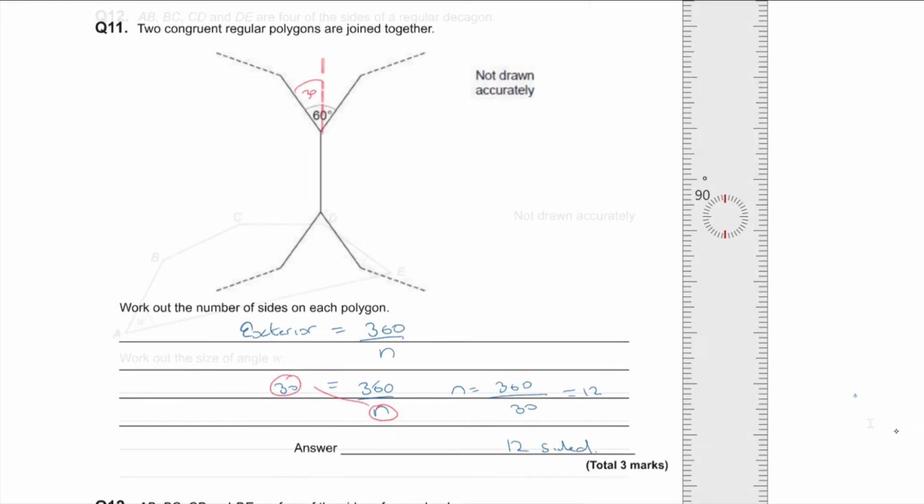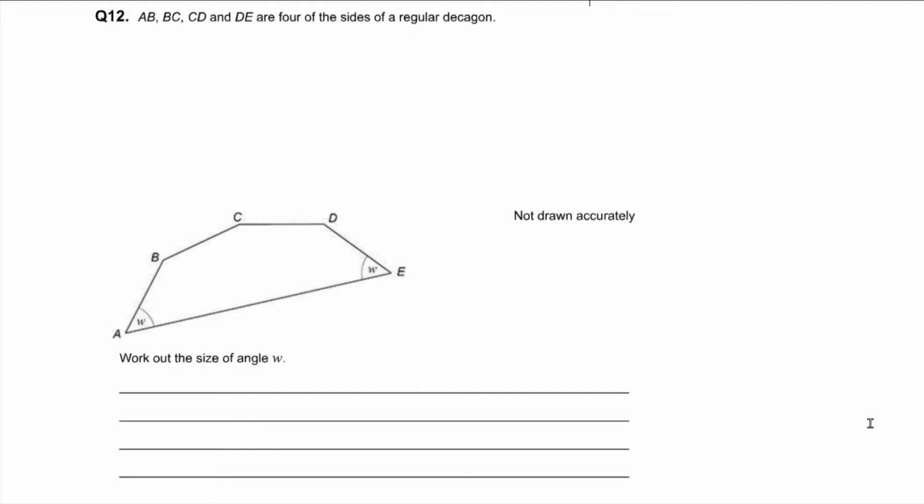Question 12. A, B, B, C, C, D, D, E are four sides of a regular decagon. So this decagon continues, doesn't it?